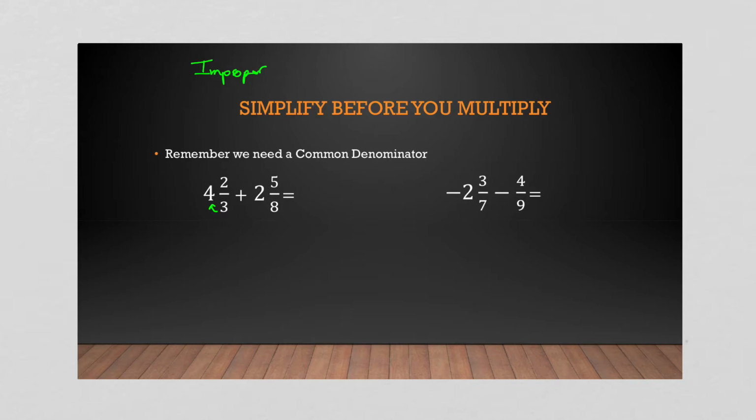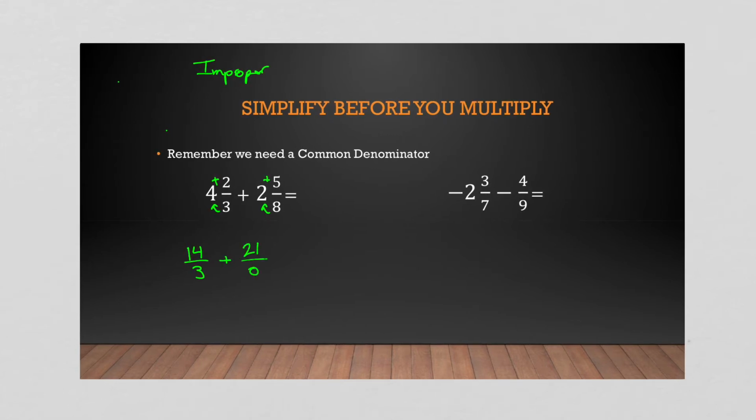So remember, take your denominator, multiply it by your whole number. Now, if you can't remember this, there's a short video on mixed to improper, and then there's also the full lesson. So pop back and have a watch. But 12 and then plus 2, so we get 14 over 3. And then plus, so multiply that, 8 times 2 is 16, plus 5 is 21, 21 over 8.